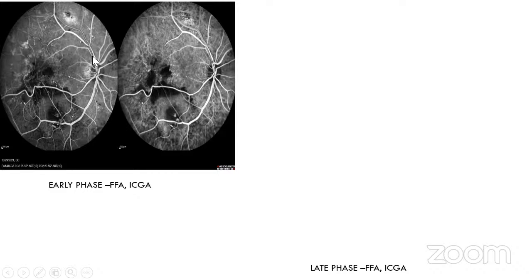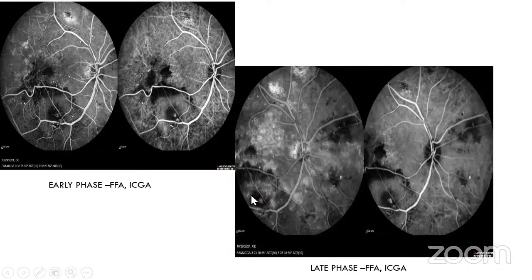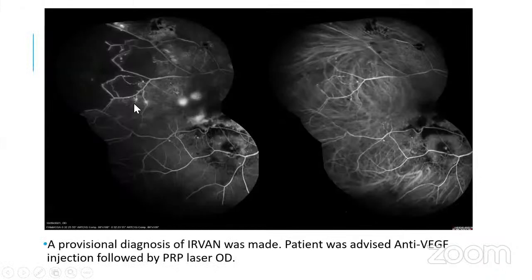Now, if you see this, there is delayed filling in this vein, the superotemporal vein. And in the late phase, there is staining here, and blocked fluorescence because of the hemorrhage and exudation. One more thing, when we went to the periphery, there are some areas of NVEs and extensive CNP areas.